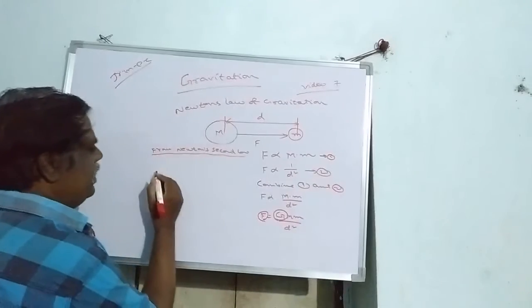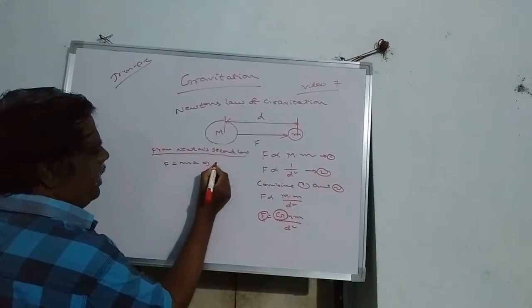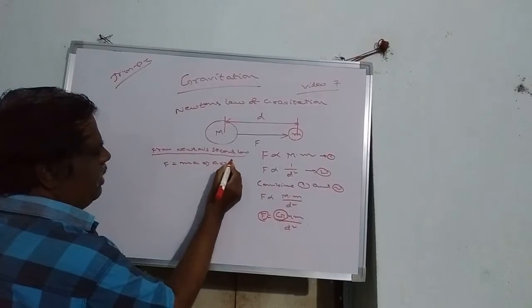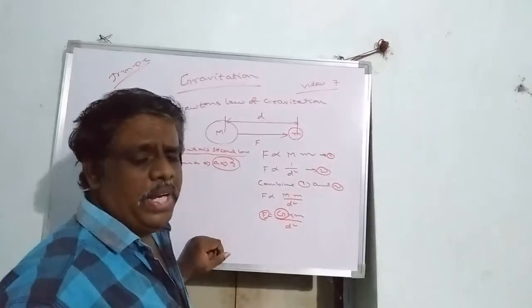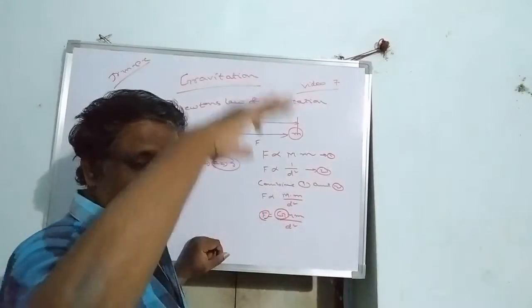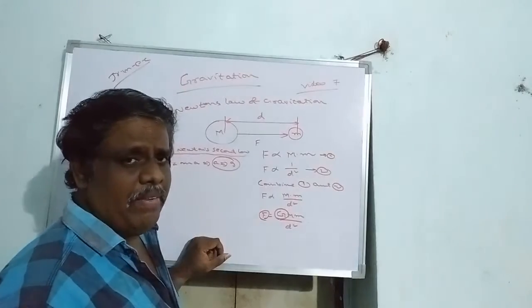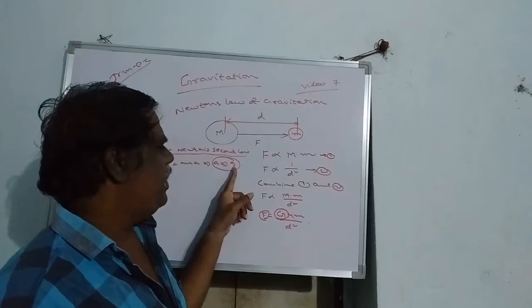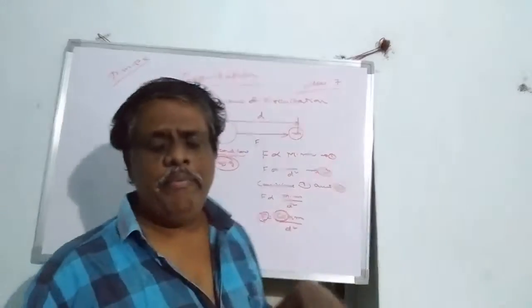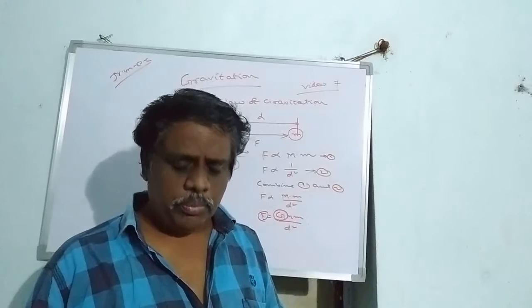In the place of this, F should be equal to ma, but here a should be replaced with g, because we are talking about only celestial bodies, that means bodies falling under gravity, that means vertically traveling bodies. So in the place of a, we should write g. What is this g? Acceleration due to gravity, small g.